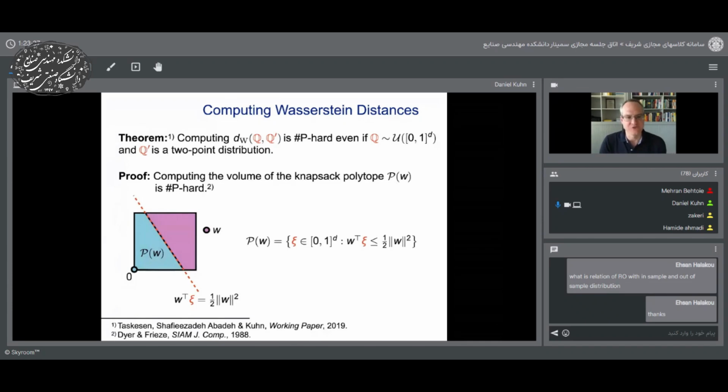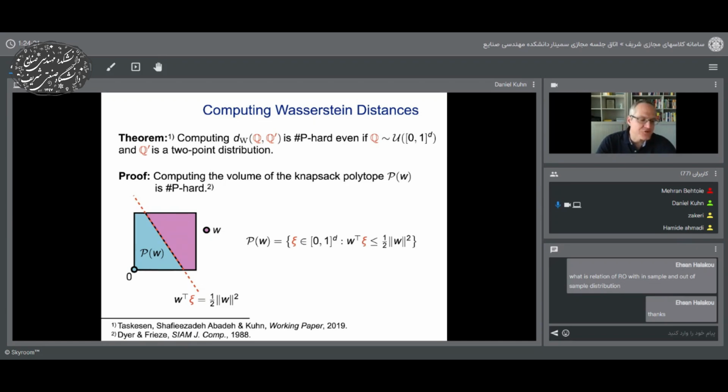Actually, let me sketch the proof of this result. We can reduce the problem of computing the Wasserstein distance between Q and Q prime to computing the volume of a so-called knapsack polytope. A knapsack polytope is the intersection of a hypercube with a half space. Now, any half space can be expressed as the set of all points that are closer to 0 than to some point W. The knapsack polytope that emerges from intersecting the hypercube with the half space induced by W, we call P of W.